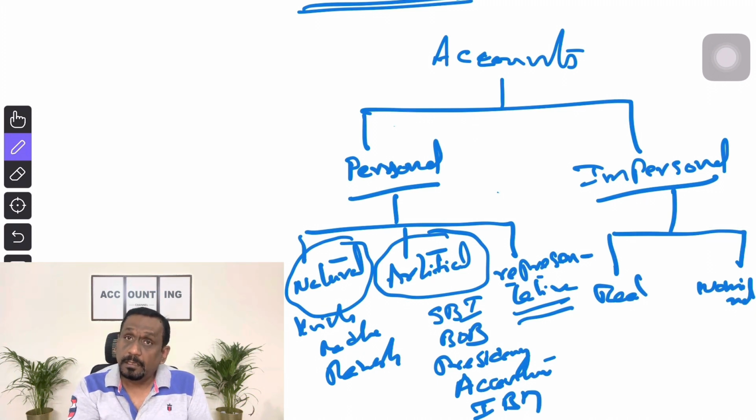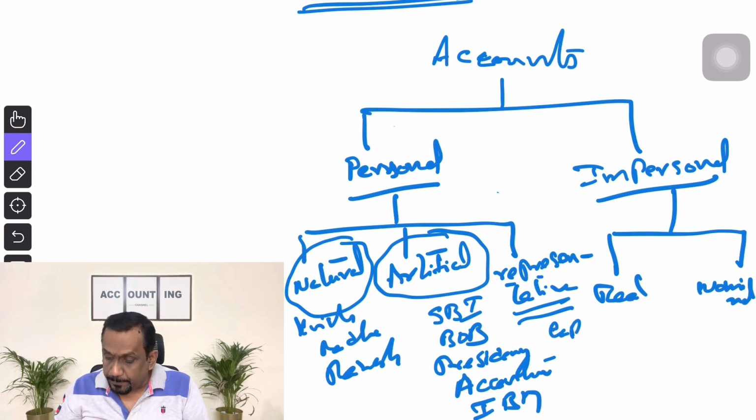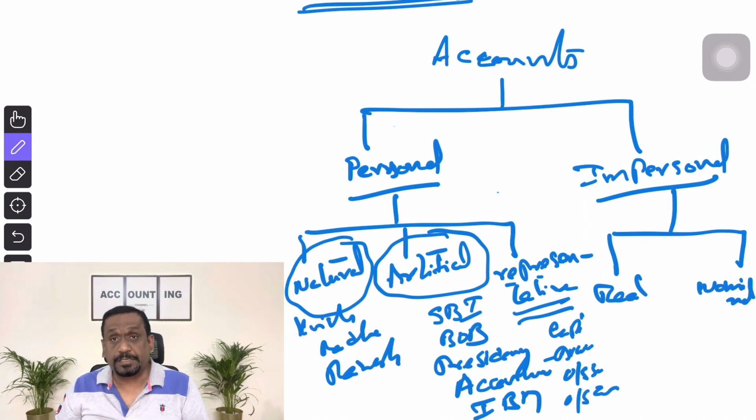Why? Commission receivable acts on behalf of a natural person. Right? So many examples. Capital is a representative person. Drawings is a representative person. Outstanding salaries, representative person. Outstanding commission, representative person. Right? These are all representative persons. So, personal accounts: natural persons, artificial persons, and representative persons. I explained with examples who are those natural persons, who are those artificial persons, and who are those representative persons.